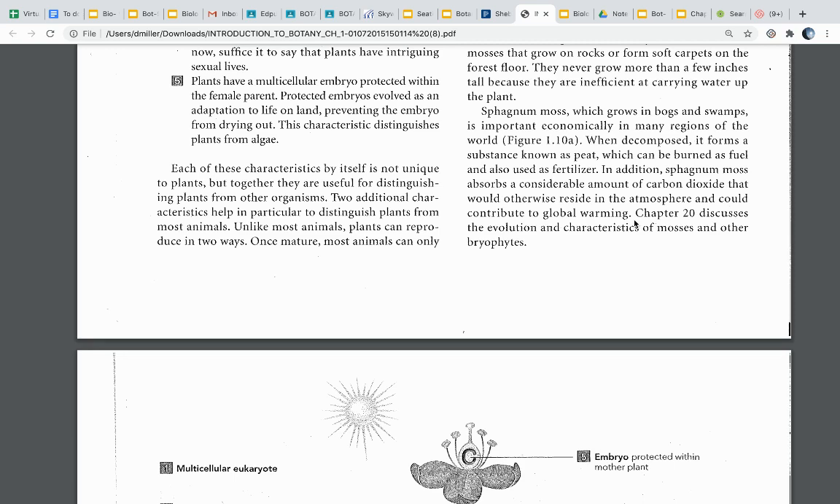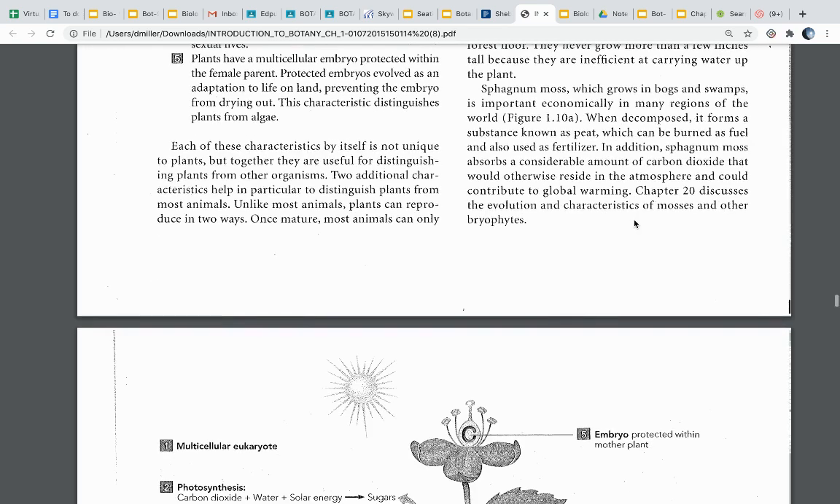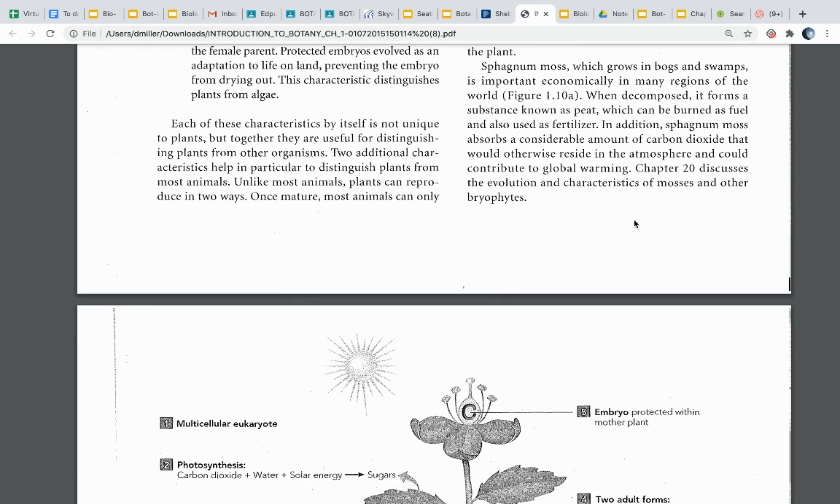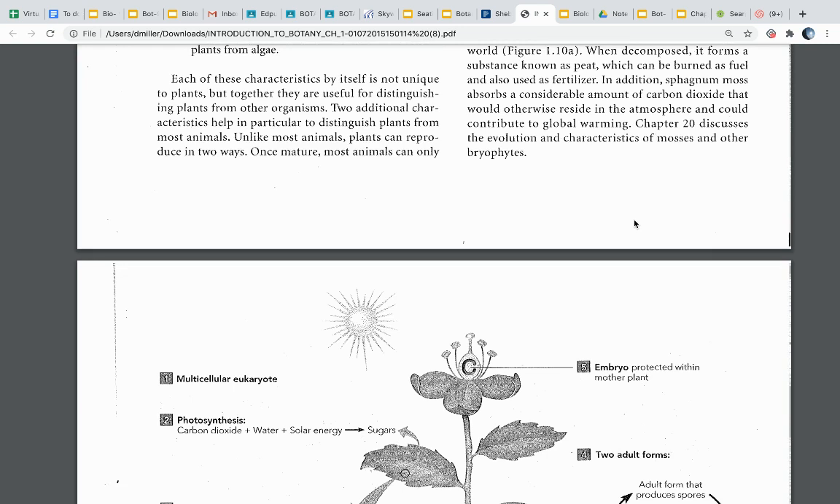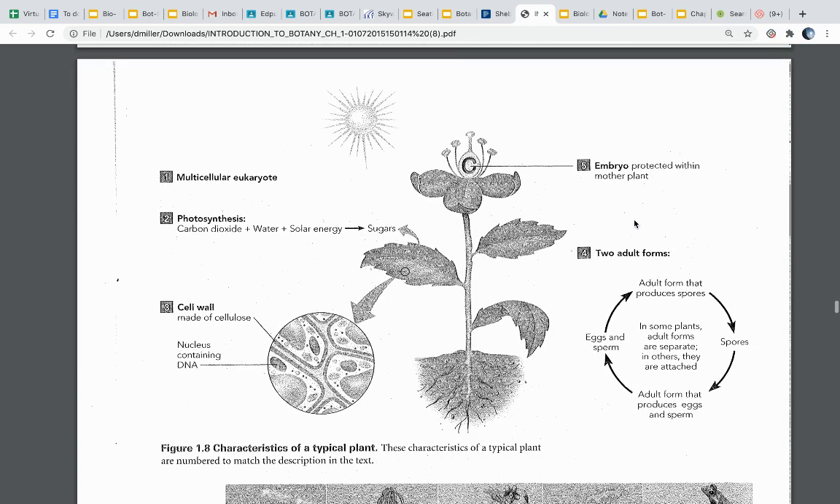Sphagnum moss, which grows in bogs and swamps, is important economically in many regions of the world. Figure 1.10a. When decomposed, it forms a substance known as peat, which can be burned as fuel and also used as fertilizer. In addition, sphagnum moss absorbs a considerable amount of carbon dioxide that would otherwise reside in the atmosphere and could contribute to global warming. Chapter 20 discusses the evolution and characteristics of mosses and other bryophytes.